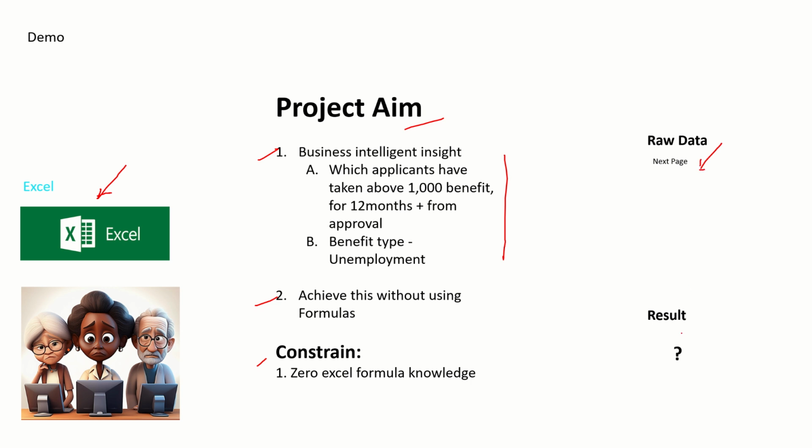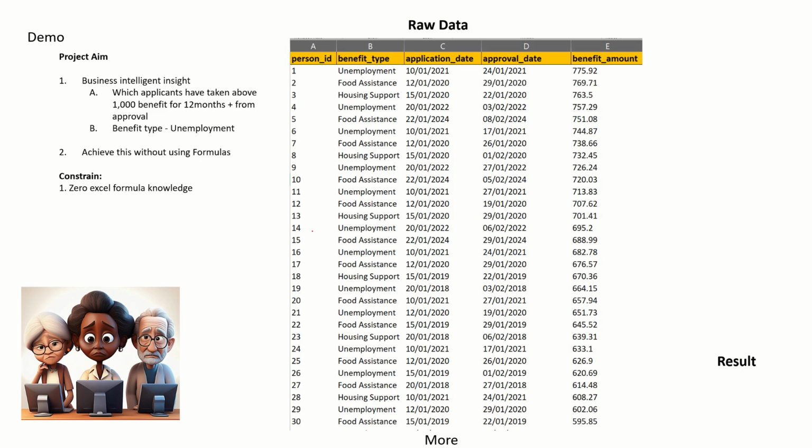What kind of results are we going to produce? We are going to see next. Now this is the data, so we still keep a clear focus. Their project aim is this. Let me go through the aim.